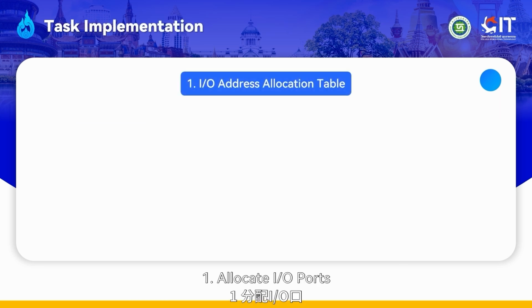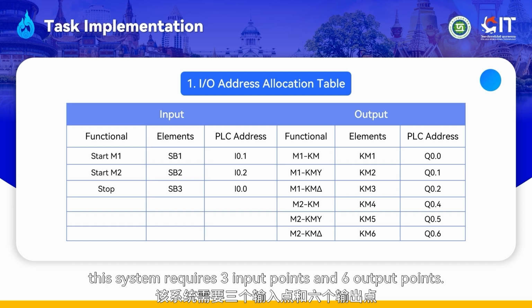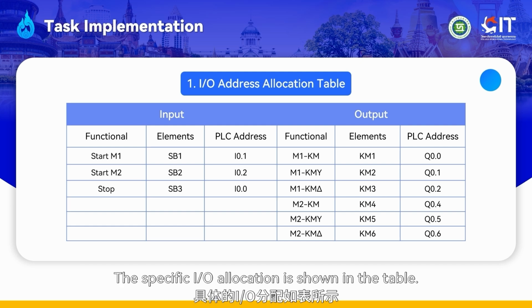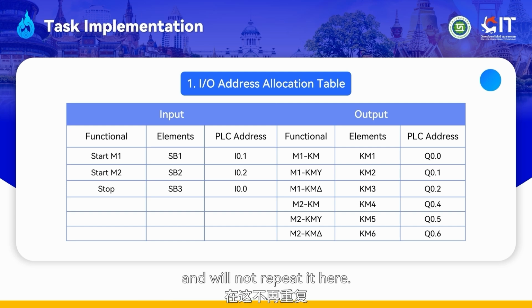1. Allocate I/O ports. After analysis, we have known that this system requires 3 input points and 6 output points. The specific I/O allocation is shown in the table. I have introduced star delta voltage reduction circuits and will not repeat it here.